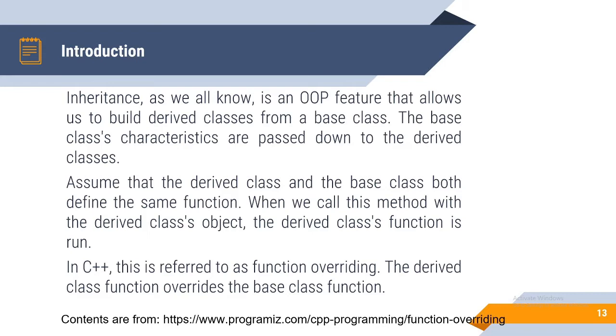Assume that the derived class and the base class both define the same function. Meaning, what if both the base class and the derived class have the same member function? For example, print. We have the member function print in the base class, and we also have a member function print in the derived class. What happens to our program?